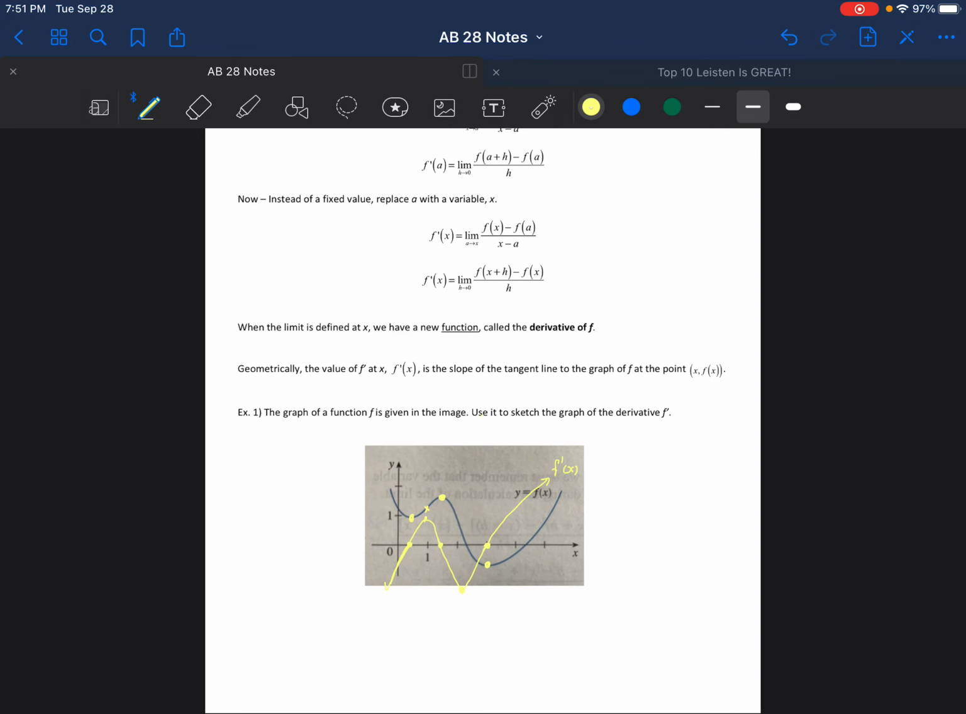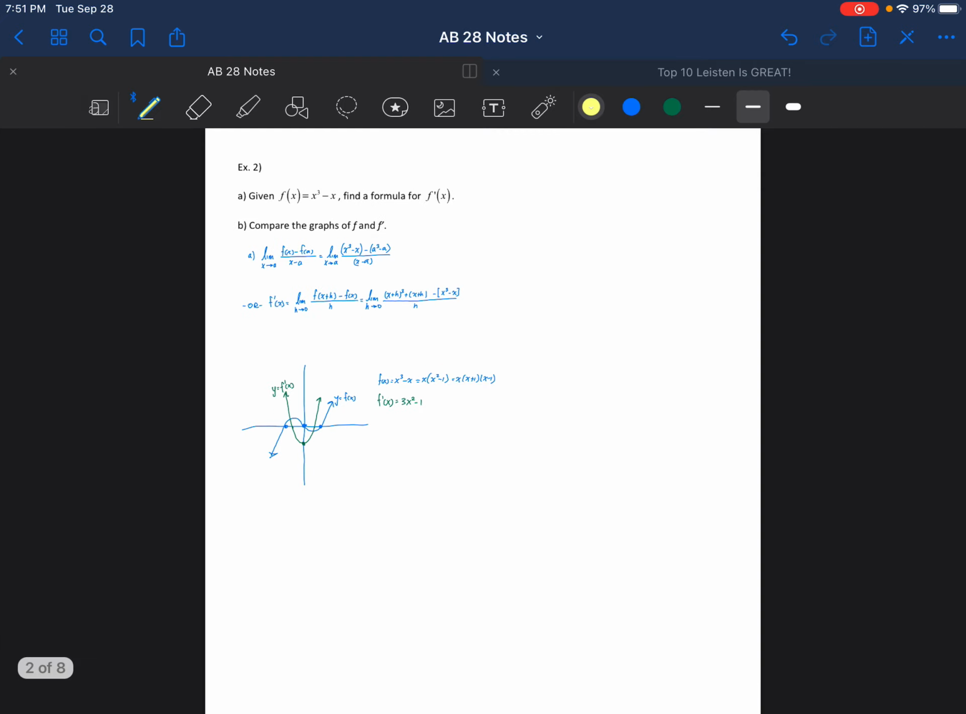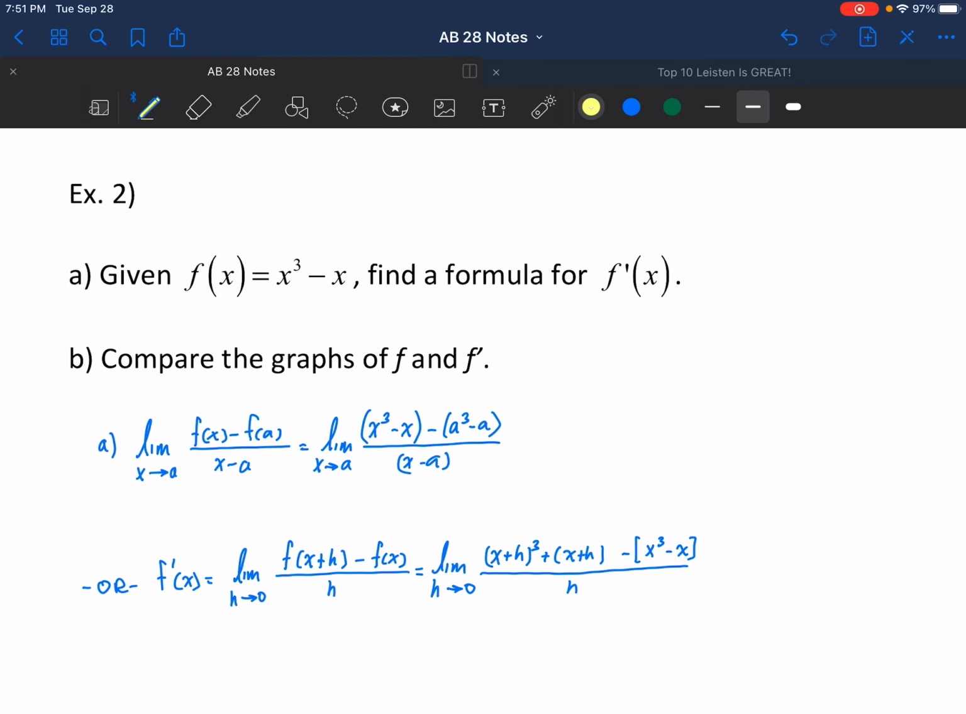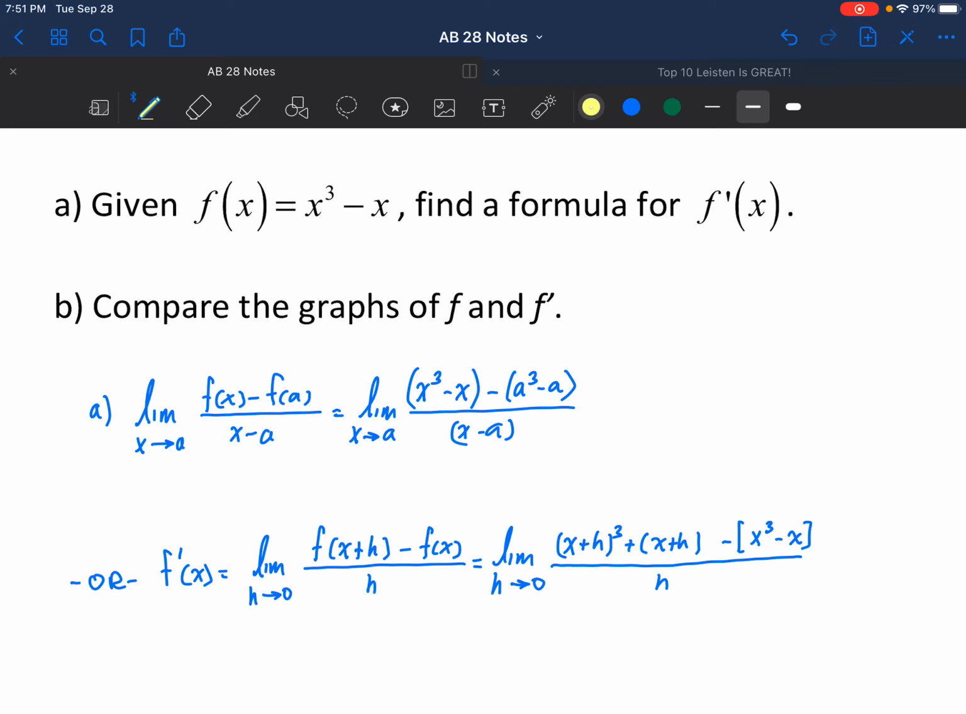Let's go on and find some functions. We're first going to start off finding some derivatives. I'm going to do this using both of our definitions here. Now, we're given a function, x cubed minus x. I'm going to find a formula for the derivative of that function.